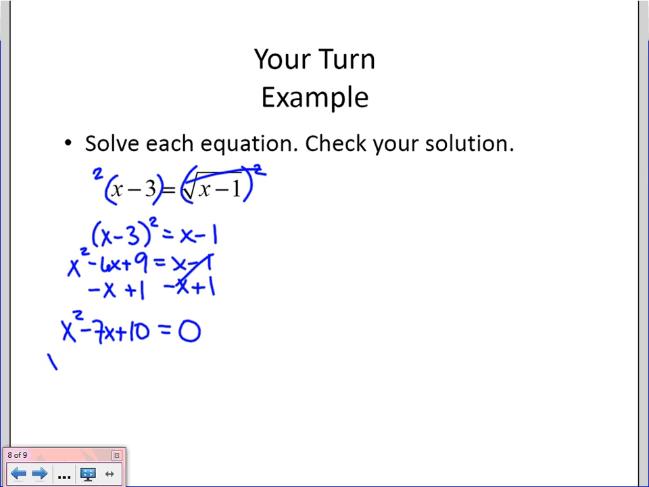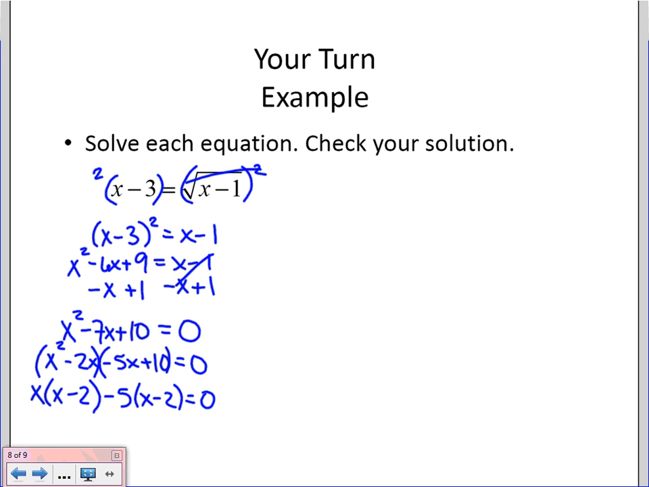And then we have x squared minus 2x minus 5x plus 10 equals 0. Group these together. And we have an x minus 2, negative 5, x minus 2 equals 0. And we rewrite this as (x minus 2)(x minus 5) equals 0. And then we set x minus 2 equal to 0, x minus 5 equals 0. And our solutions are x equals 2 and x equals 5.